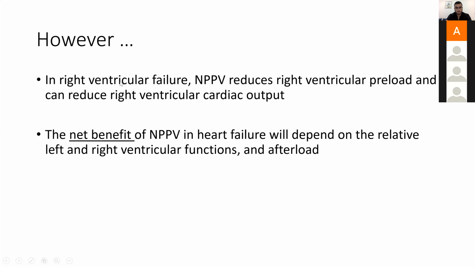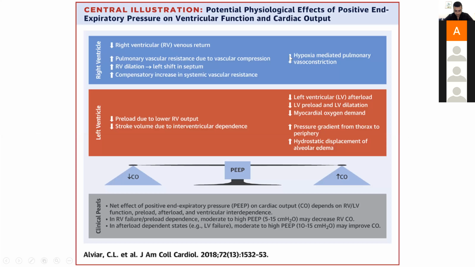However, right ventricular failure might be a different subject, and it might react differently to positive pressure ventilation. The net benefit in heart failure with non-invasive positive pressure ventilation depends on relative left and right ventricular functions and afterload. This illustration shows the effect of the positive end expiratory pressure on the function of the right and left ventricles and the balance between both of them. You can look at this later on.